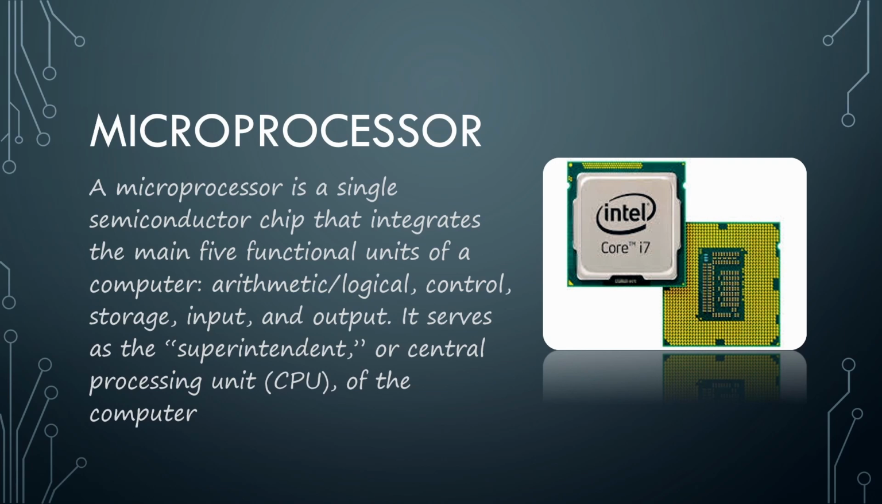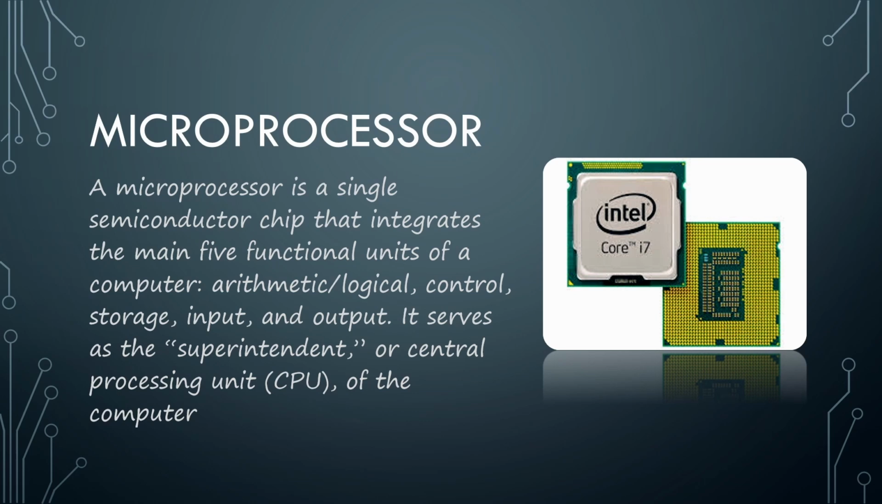So, how does a microprocessor work? A microprocessor receives data and instructions from input devices like keyboards and cells. It executes operations based on the instructions using its arithmetic and logic unit. It then sends processed data to output devices like monitors and printers.